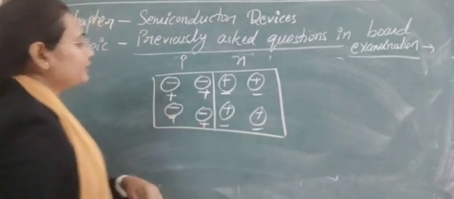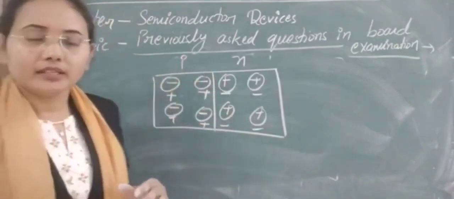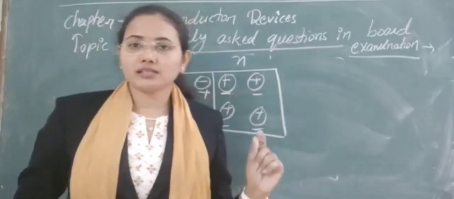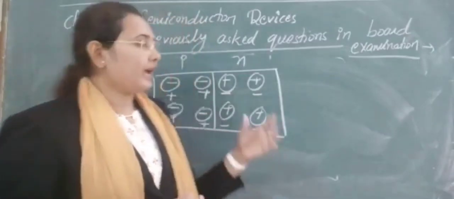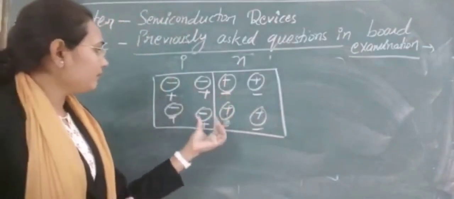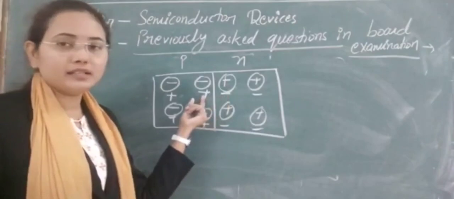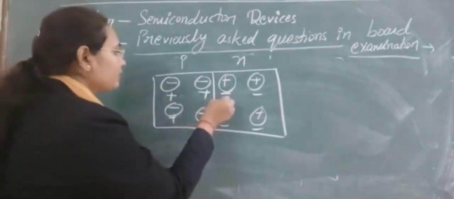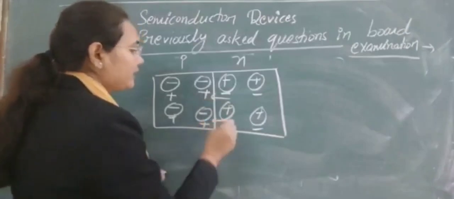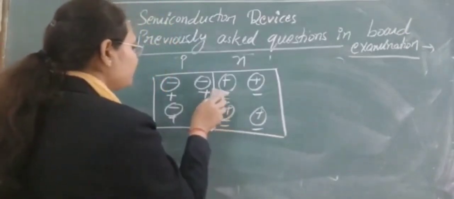Whenever these two p and n type materials are put together, one question is also asked in your examination: how is the depletion region formed? Whenever we put them together, obviously this electron will have a tendency to occupy this deficiency, this hole, and for that it will start to move through this side, cross the junction, and occupy this position of the hole.